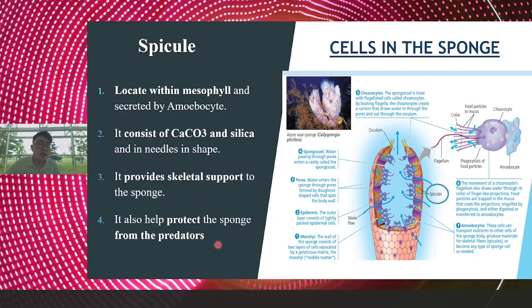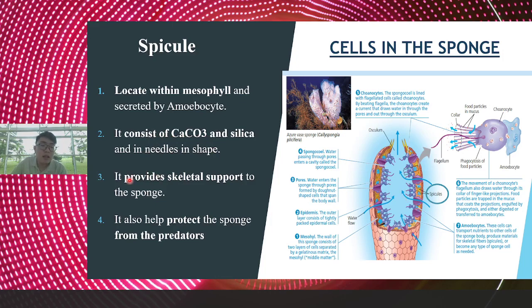Okay, spicule. What is spicule? Spicule actually is the light yellow color, like a star. If you see that, it is like a star in light yellow color. This is the light yellow color. Hopefully you can see it. For this one, I already circled the light yellow color. So it is located in the mesohyl and secreted by hematopoiesis. And it consists of calcium carbonate and silica, and it is needle-like in shape. So that is why I call it star shape, because it has needles.